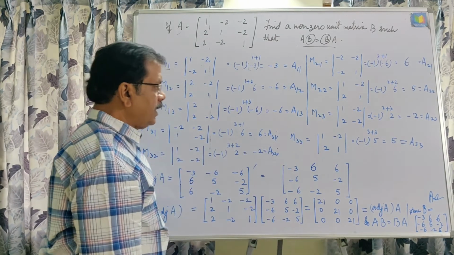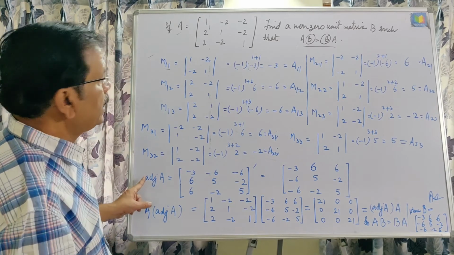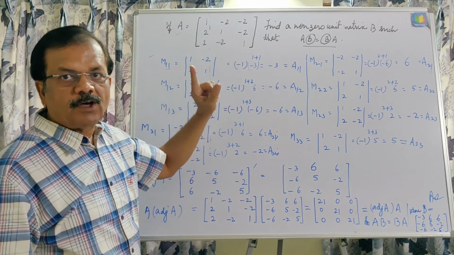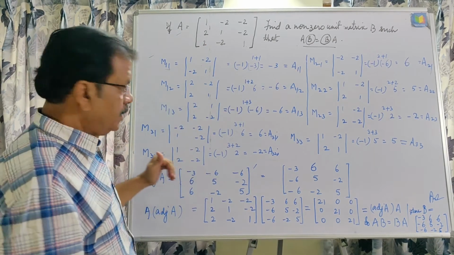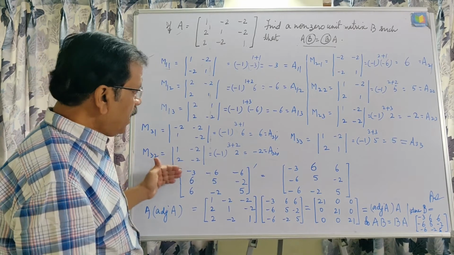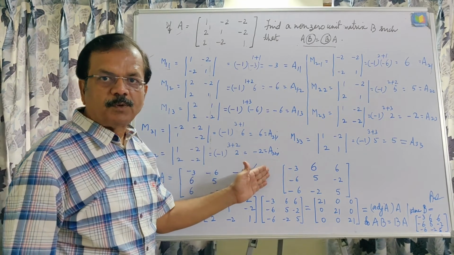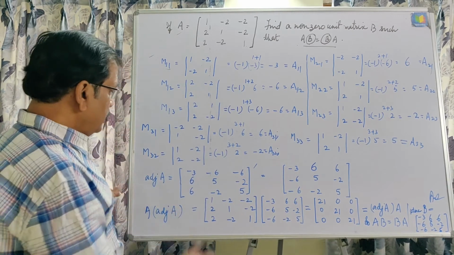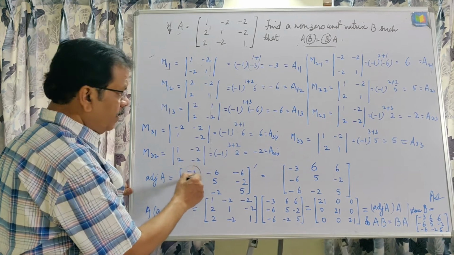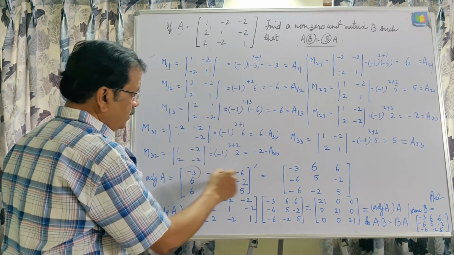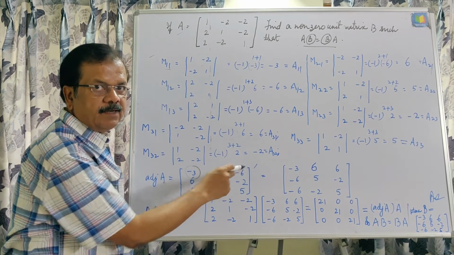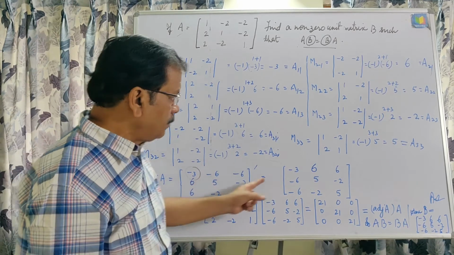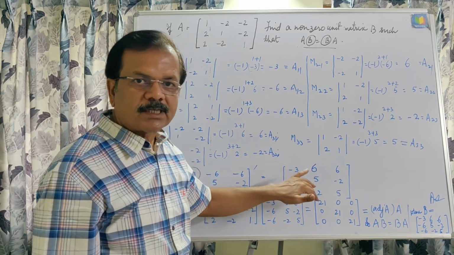After getting the minors and cofactors, we can write the adjoint of the matrix A. We know the adjoint of a matrix is a matrix written in matrix form with the transpose of the cofactors. That is, the first cofactor A11 is like this, minus 3. In the same way we can write all the cofactors, then we find the transpose, that is, rows and columns are interchanged, and this value is coming.